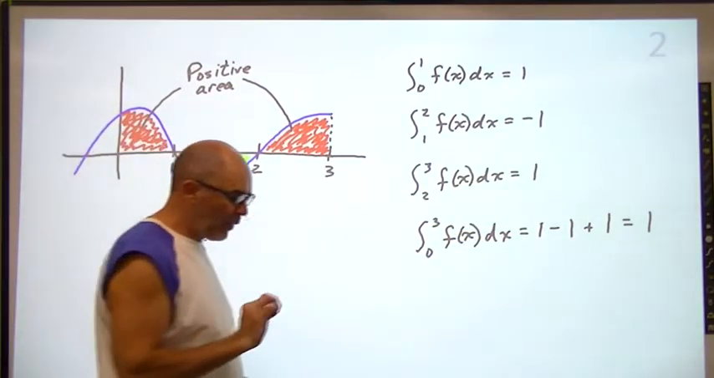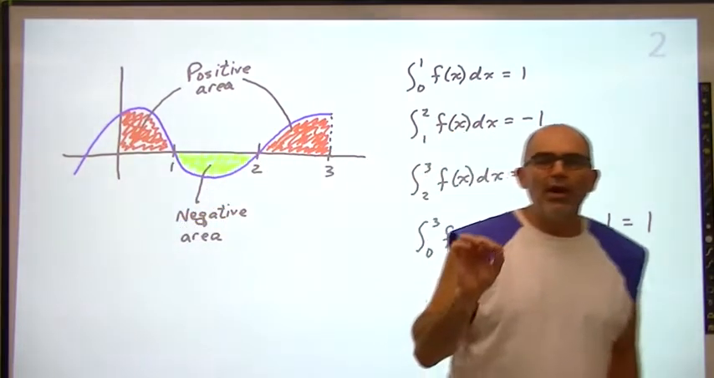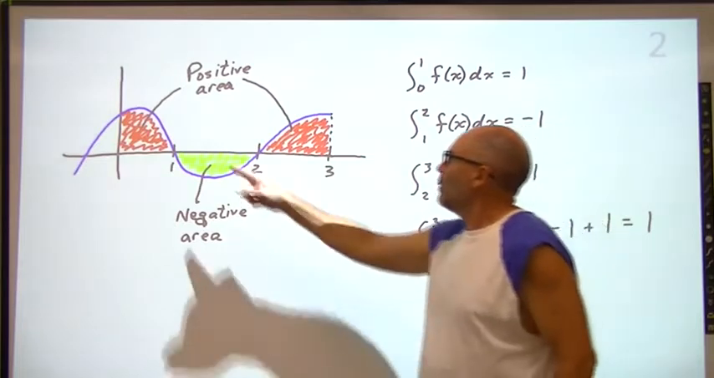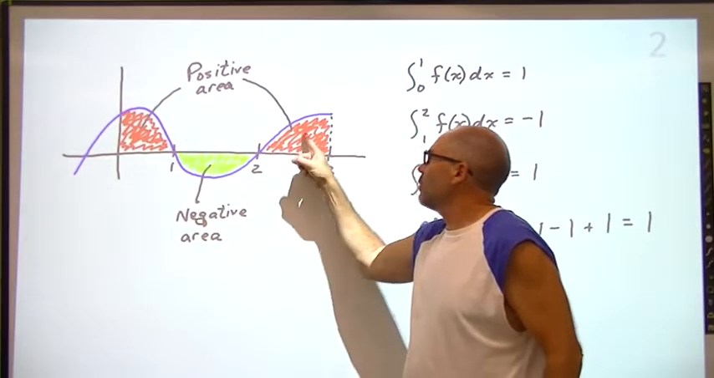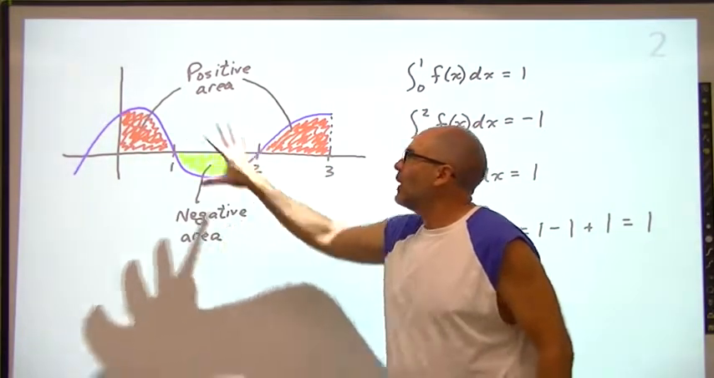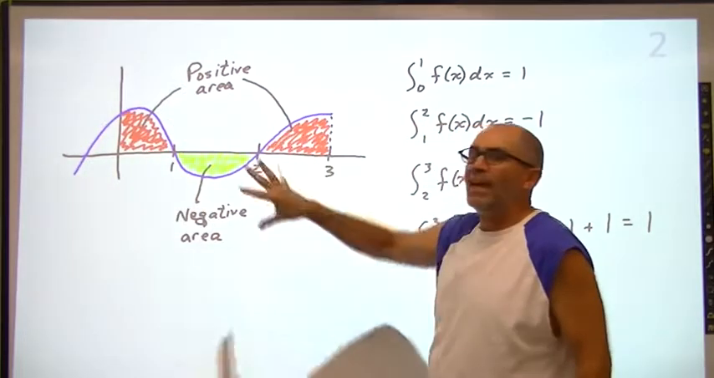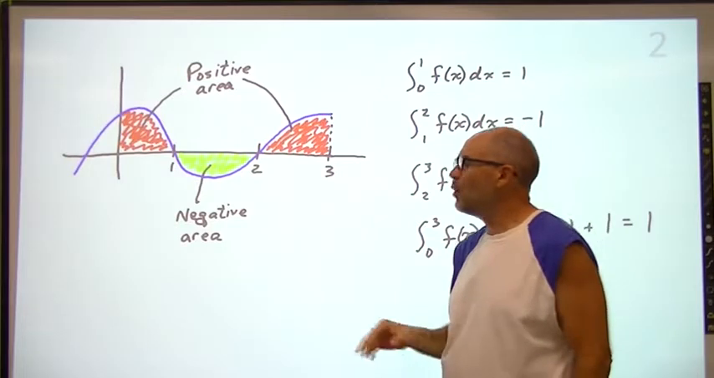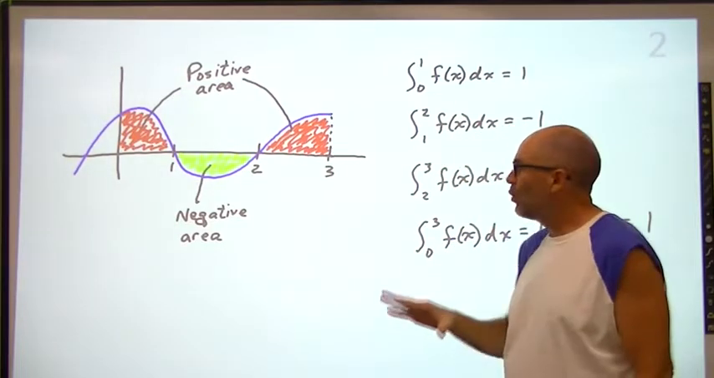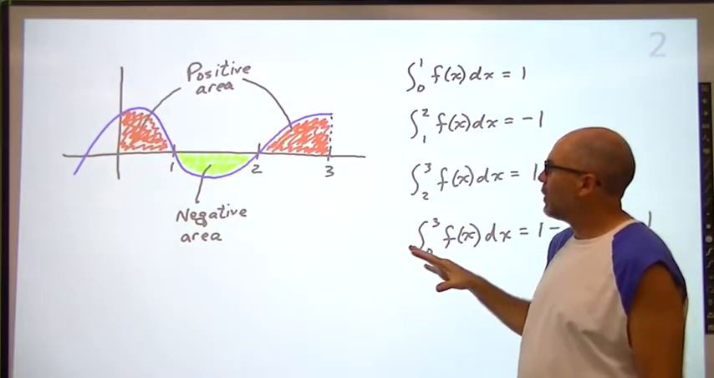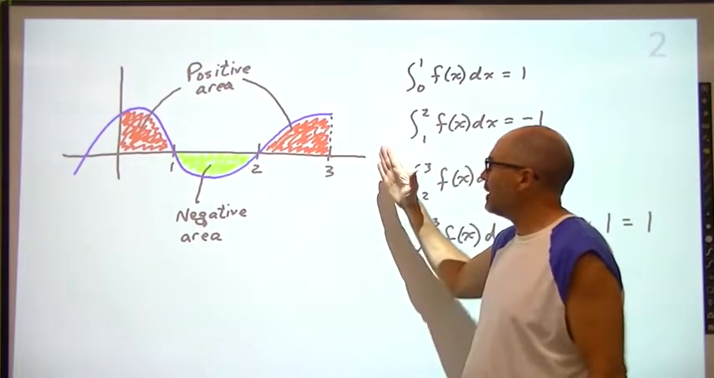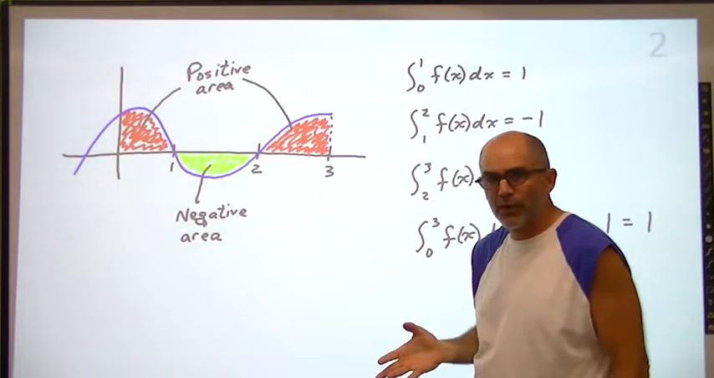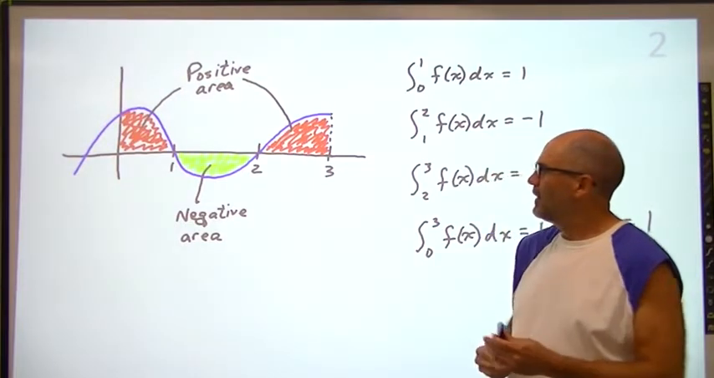The other type of question would be, I want the sum of all the areas. So this is 1, this is 1, this is 1. The fact this is negative, we want to add all three areas up. So it would be 1 plus 1 plus 1 is 3. So you need to make sure which way they want it, if they're asking for the net area, which would be 1, or the total area, which would be 3. So, that's it.